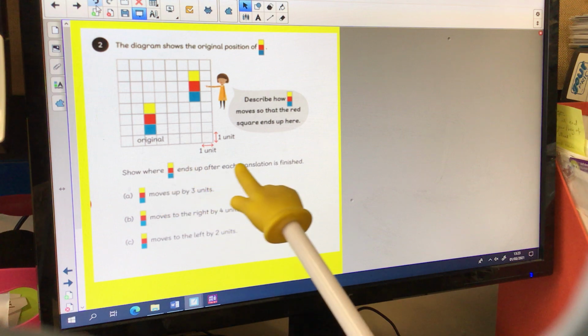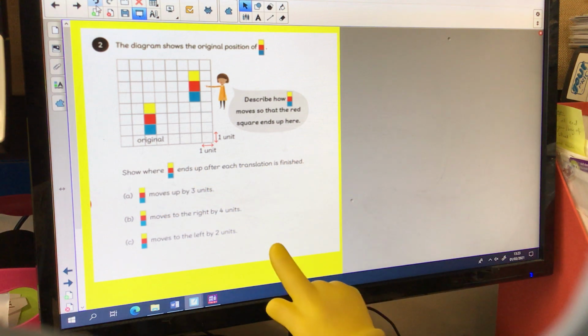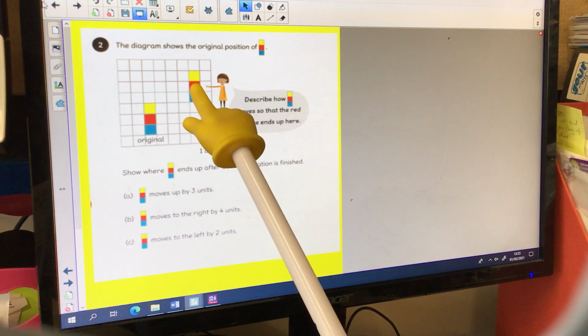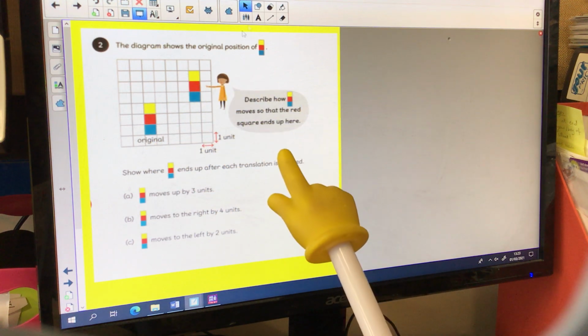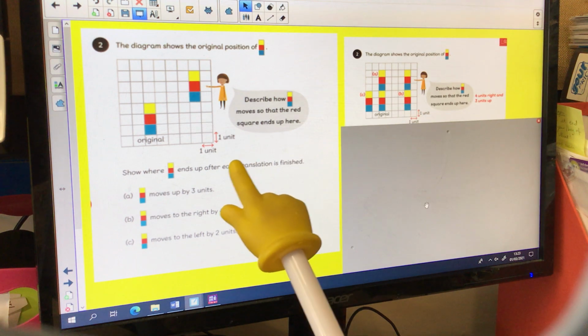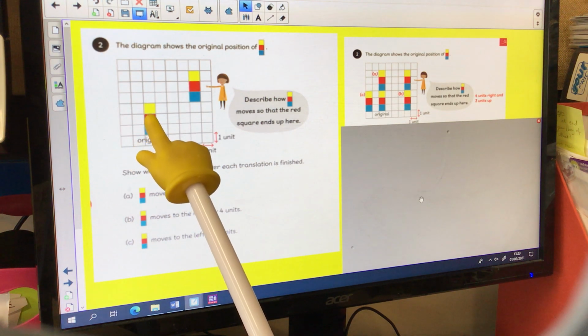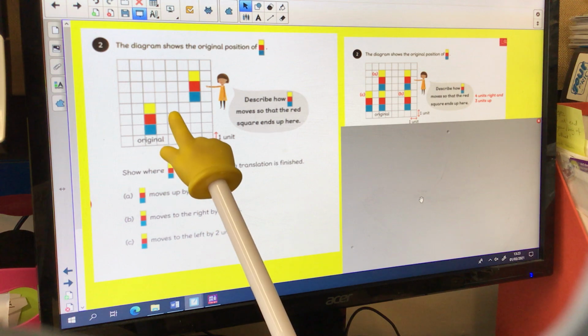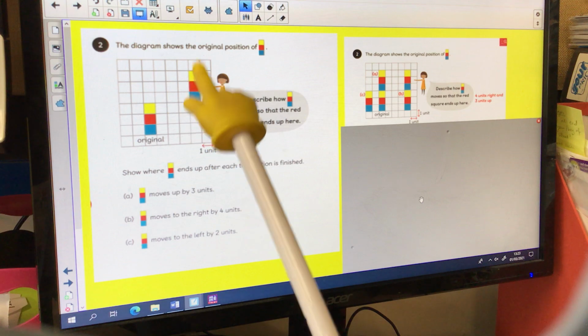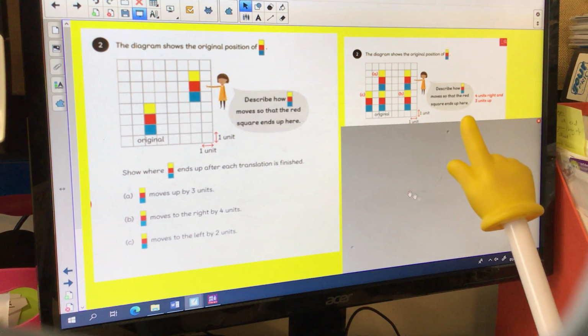Show where this ends up after each of the other translations as well. So what have we done to make this red one end up here? Let's have a look at our answers, okay? So we're saying 4 units right and 3 up. Let's check. 4 units right, 1, 2, 3, 4, and 3 up. 1, 2, 3, and it's there, okay?